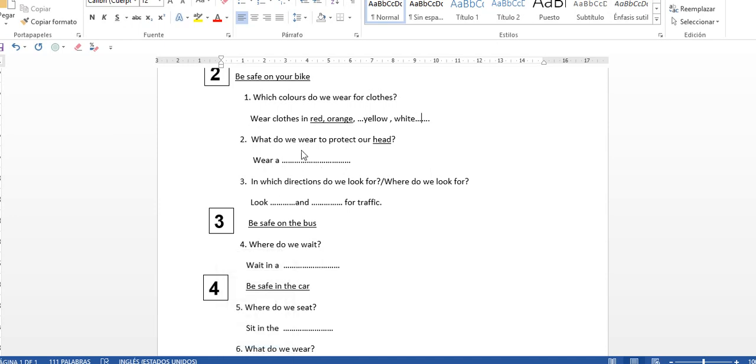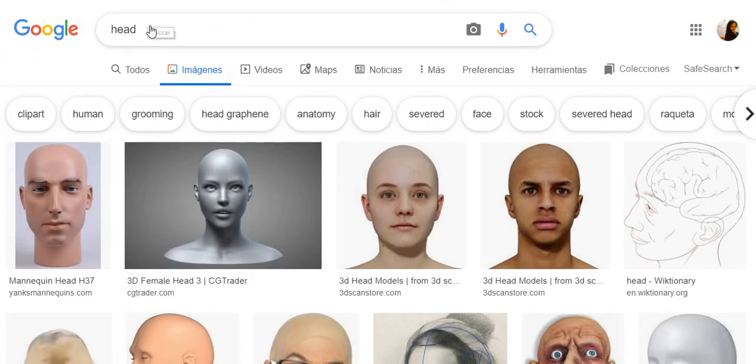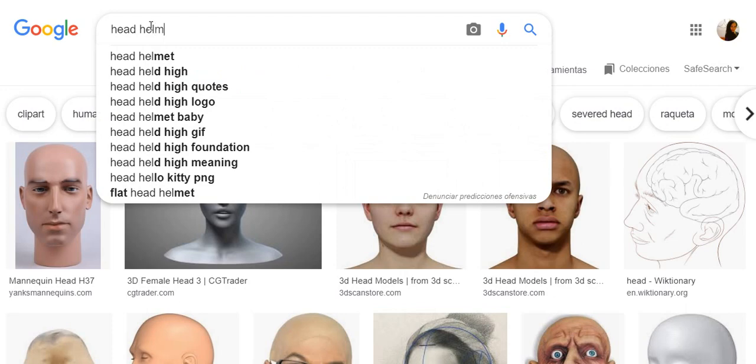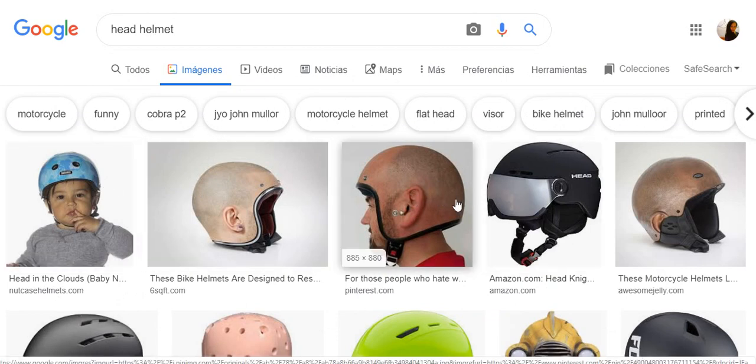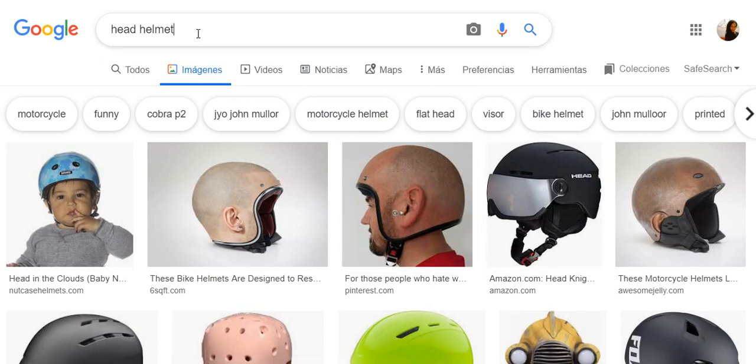Okay, stop. So he says, wear, I'm going to underline, wear a helmet. That's the answer. Wear a helmet. Okay? Remember that you should know vocabulary. This is helmet. Yes? The helmet is to protect your head. Okay, when you ride a bike, you protect your head.